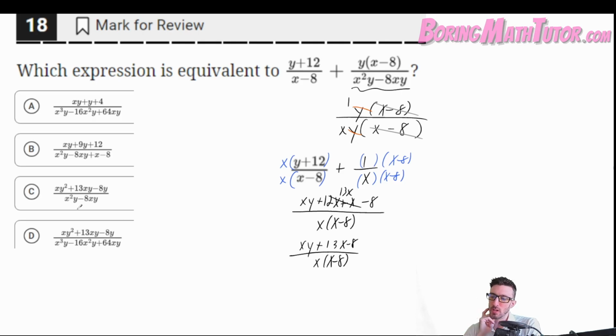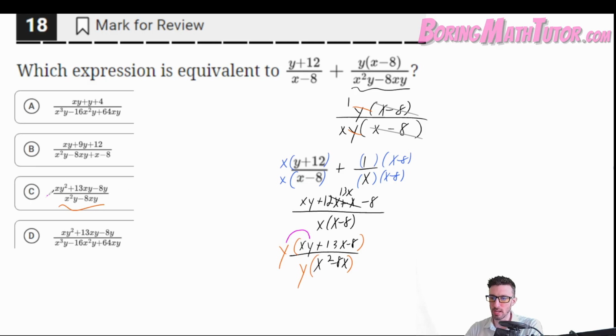But what I could do is take a look at this one. This one looks kind of similar to what I have. In fact, if I were to distribute over here, I'd get x squared minus 8x. This one is just all of that multiplied by y. So let me just replace this with x squared minus 8x. But then in order to get it to look like that one, I would just multiply everything by y. Now that would make the bottoms the same. But in that case, would the top be the same? Well, let's take a look.